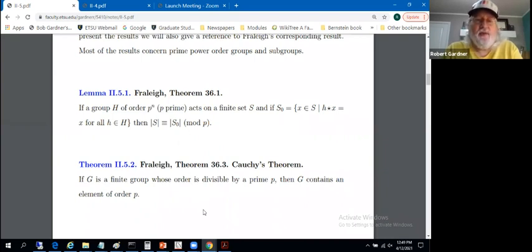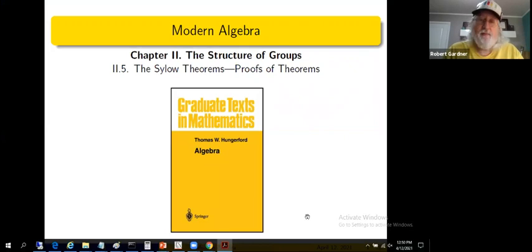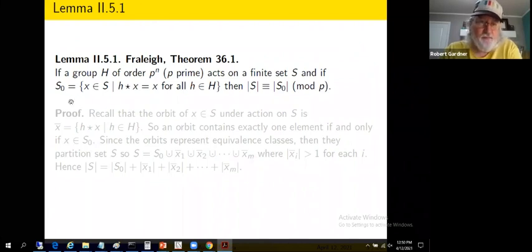Okay, so let's look at the proof of the lemma on which Cauchy's theorem is based. The statement of the lemma is, if group H is of order p^n, where p is prime, and H acts on a finite set S, and if S sub 0 is defined to be the x in set S such that when H acts on element x of set S, we get element x back, and this occurs for all h in the group, then the claim is the cardinality of finite set S is congruent to the cardinality of set S sub 0 modulo p.